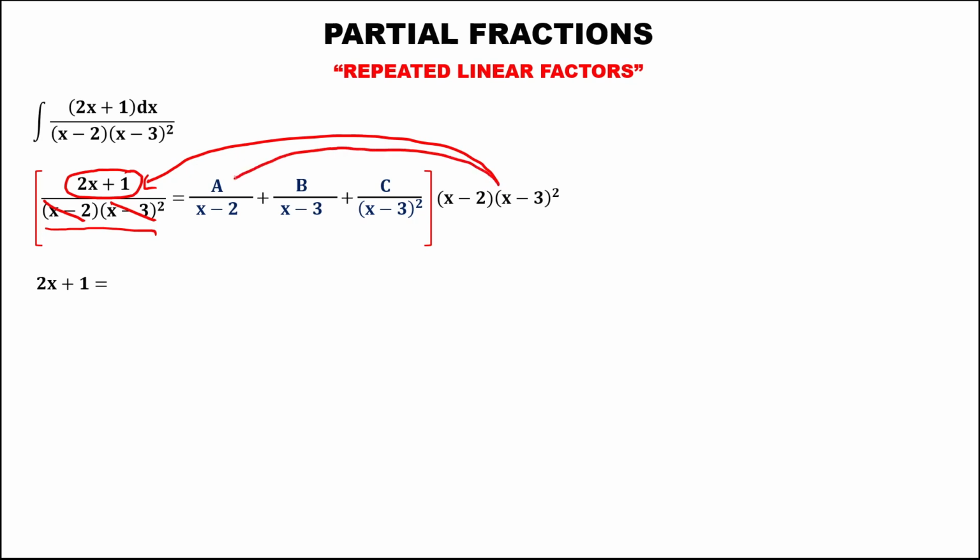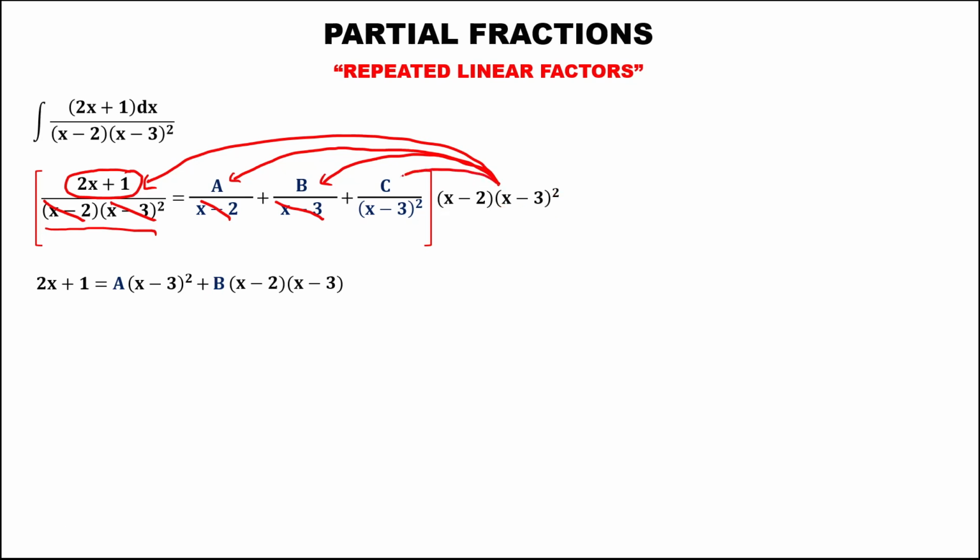distribute to this term. Observe that we can cancel this x minus 2, so the remaining is A times the quantity of x minus 3 to the power 2. Then distribute to the next term. Observe that we can cancel one x minus 3, only one x minus 3, so the remaining is B times x minus 2 times x minus 3.